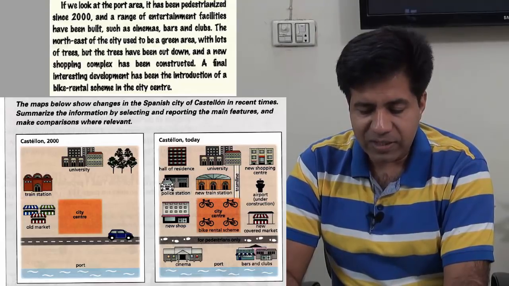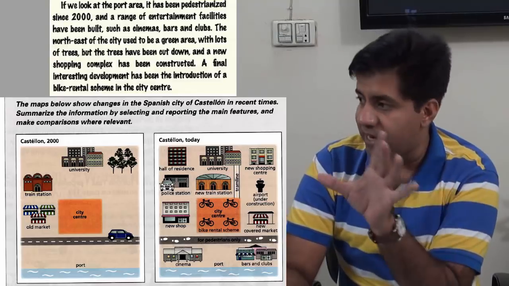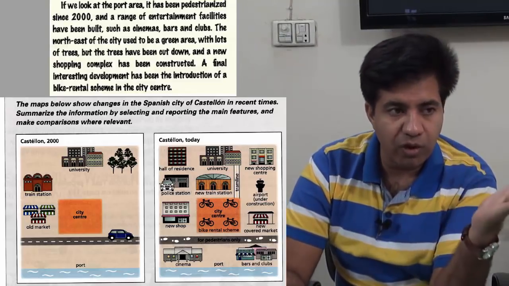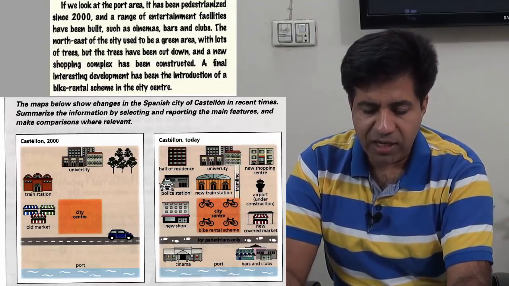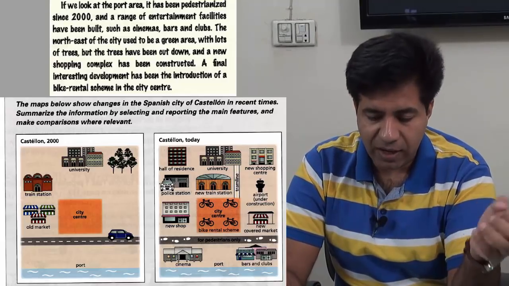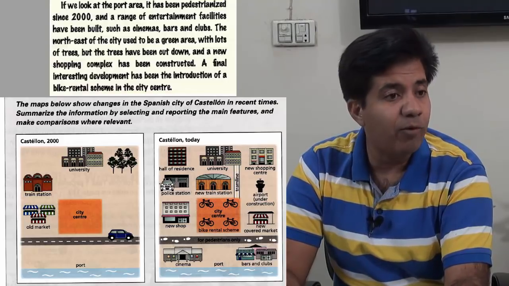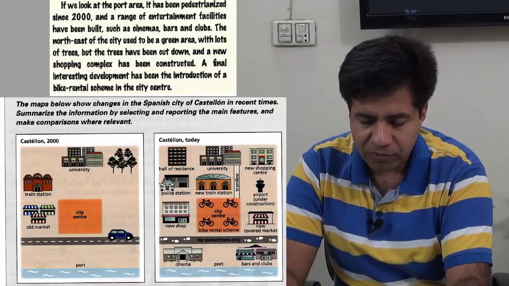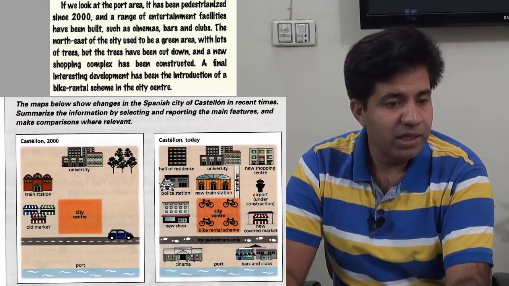The northeast of the city used to be a green area. Now they will tell you the directions: east, west, north, south and all that. Then you can use northeast, west and all that. So the northeast of the city used to be a green area. Green area means trees. Instead of trees, they use the words green area, with lots of trees, but the trees have been cut down. The trees have been, passive voice, cut down, and a new shopping complex has been constructed instead of that.